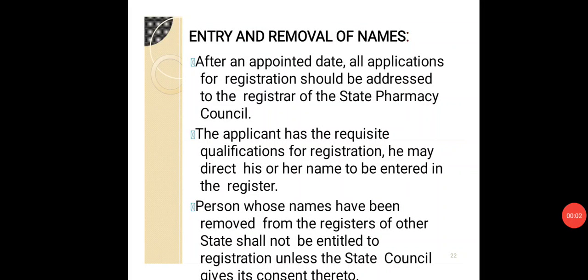Hello everyone. In the last lecture, we studied the entry and removal of names. After the appointed date, all applicants for registration should be addressed to the registrar of the state pharmacy councils. If the applicant has the requisite qualification for registration, he may direct his or her name to be entered in the register.